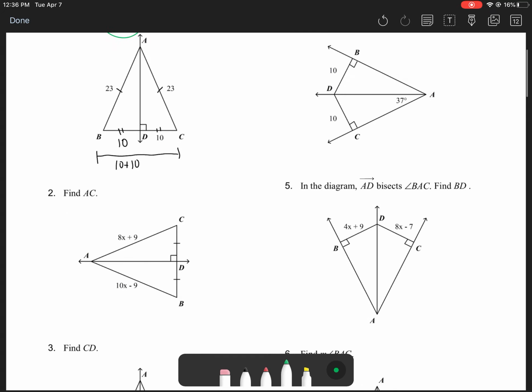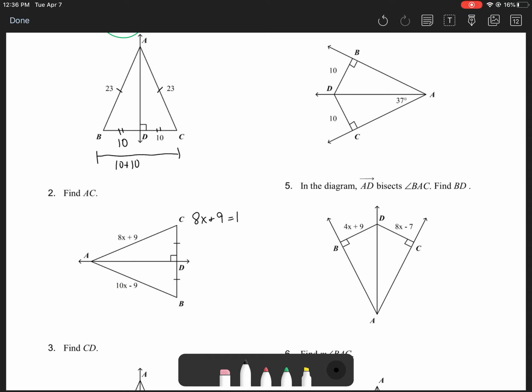For number 2, I want to find the length of AC. This is the same idea. It is a perpendicular bisector. This time, I don't know what the distance to the vertices are. Because remember, with perpendicular bisectors, the distance to the vertices are the same. So I need to set this one up as an equation.